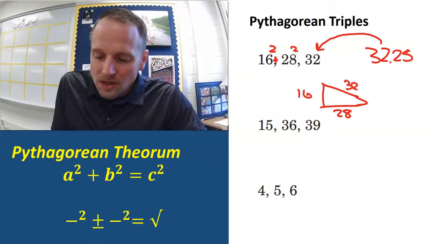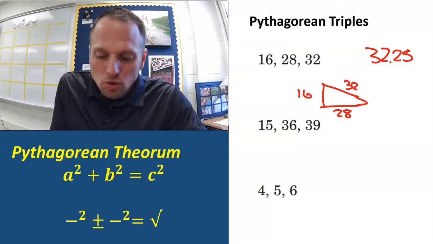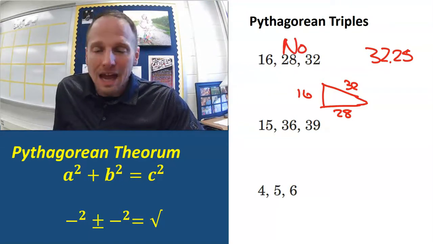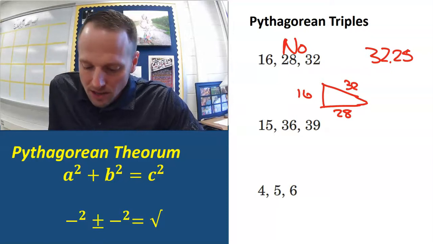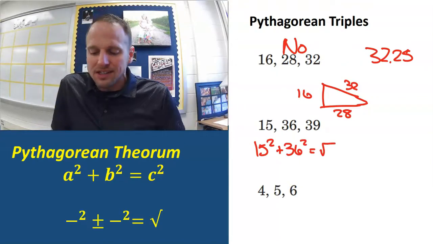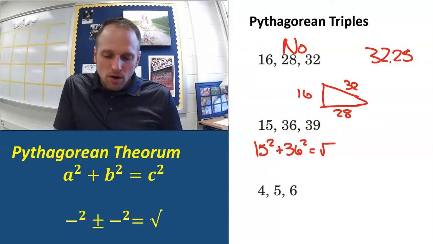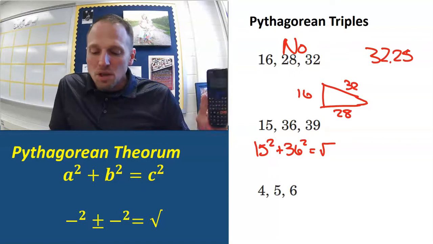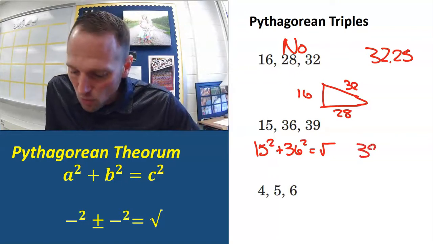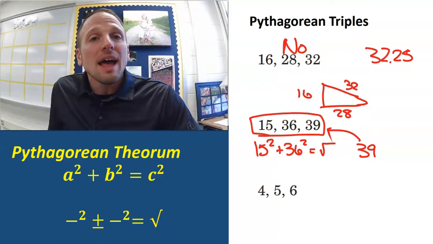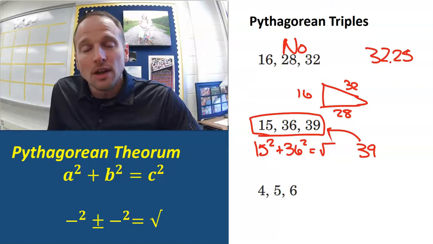So, do these numbers make a Pythagorean triple? Do they make a right triangle? No, they do not. That is not a Pythagorean triple. Let's try the next one. So we'll just say 15 squared plus 36 squared equals square rooted, and let's see what we get. That's going to be 39, which is what we got right there. So these make a right triangle. That is a Pythagorean triple.